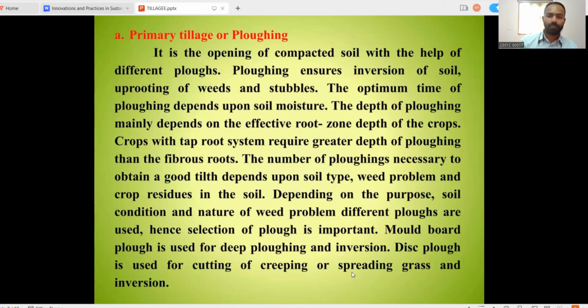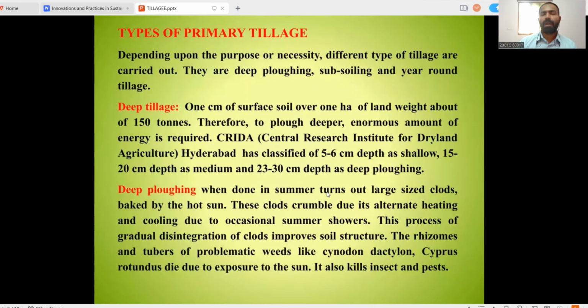Okay. Moving on to the next: types of primary tillage. We have seen primary tillage and secondary tillage. In that also, next subpoints: types of primary tillage. Depending upon the purpose or necessity, different types of tillage are carried out. They are deep plowing, subsoiling, and year-round tillage.